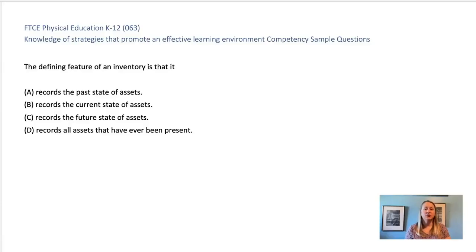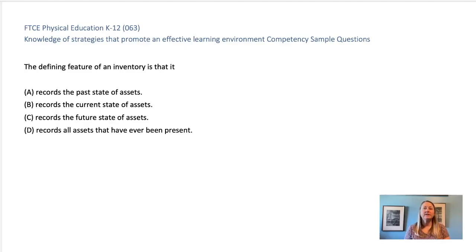The defining feature of an inventory is that it A. records the past state of assets, B. records the current state of assets, C. records the future state of assets, or D. records all assets that have been present.